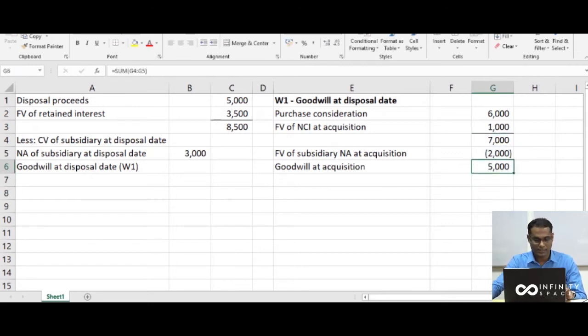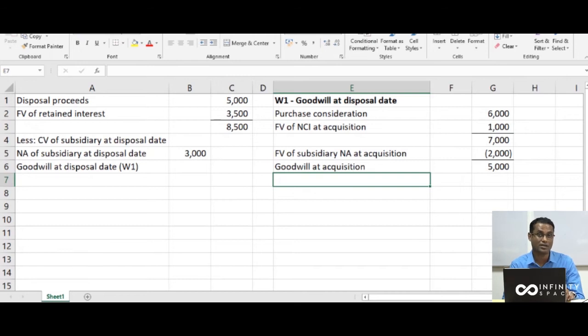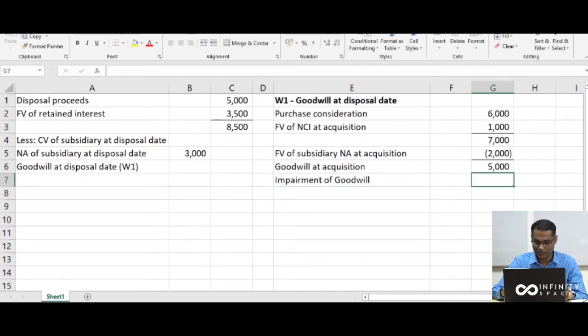Then in the question it was mentioned, if you look at the second line of the first para, half of the goodwill has been impaired prior to the disposal date. That means there is a goodwill impairment. So once the goodwill is impaired, you credit the goodwill, you deduct the goodwill figure. Half of 5000 comes to 2500. So you recognize the impairment of goodwill, 50%, which comes to 2500.